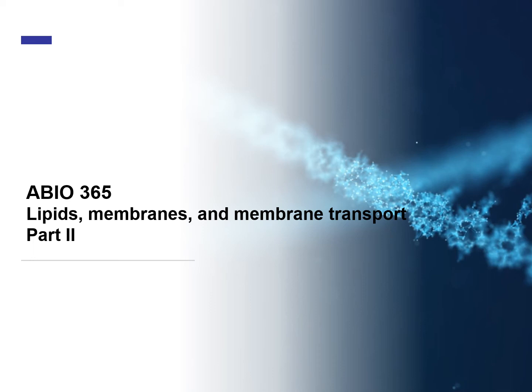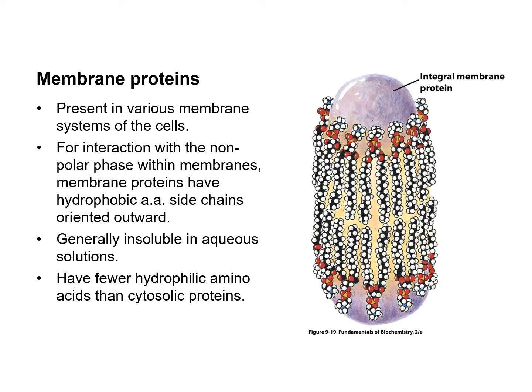This is the second part of the lipids, membranes, and membrane transport. And in this lecture, we're going to discuss more about the membrane proteins as well as the membrane transport systems. Membrane proteins are the proteins that are present in various membrane systems of the cells, such as the plasma membrane, nuclear envelope, as well as organelle boundaries.